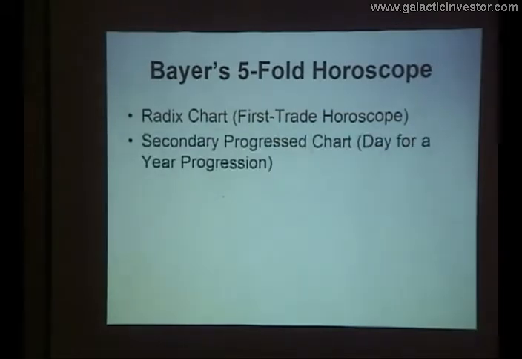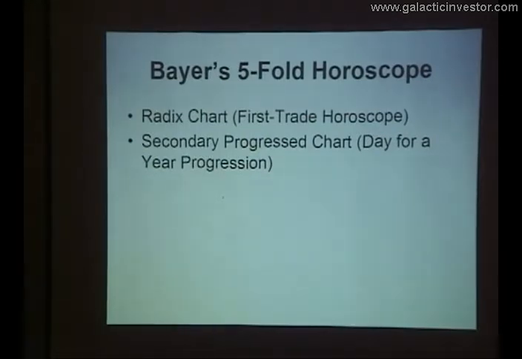Then after we have the radix, he uses a secondary progress chart, which is simply a day for a year progression. And we won't go into that because Bayer himself says this one doesn't have a lot of credibility. I don't get a lot of useful information from it. Of all the ones that I'm using, this gives me the least useful stuff. But I use it anyway because sometimes you'll see something there.